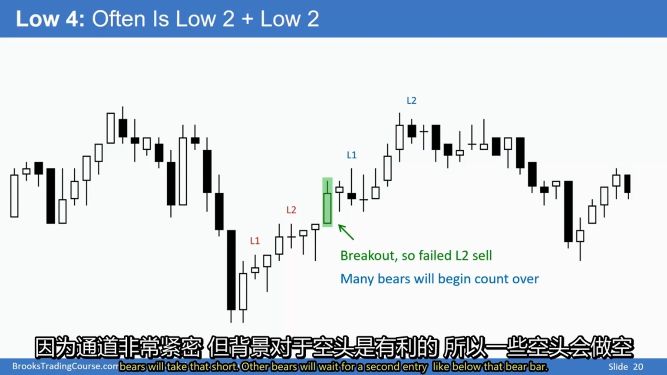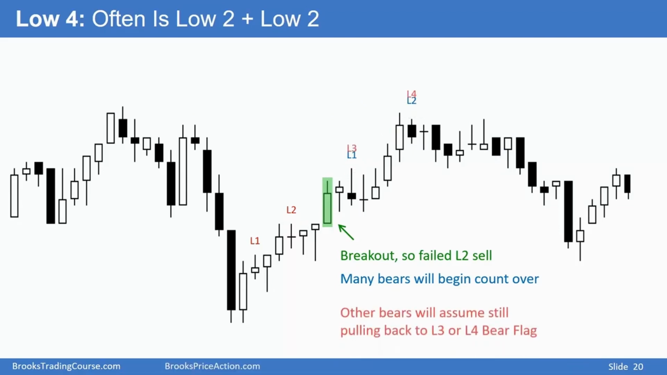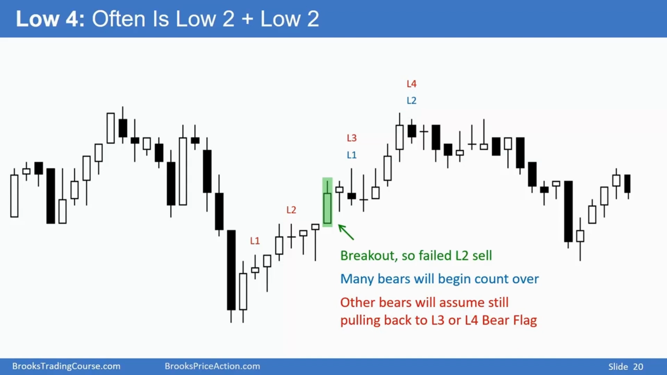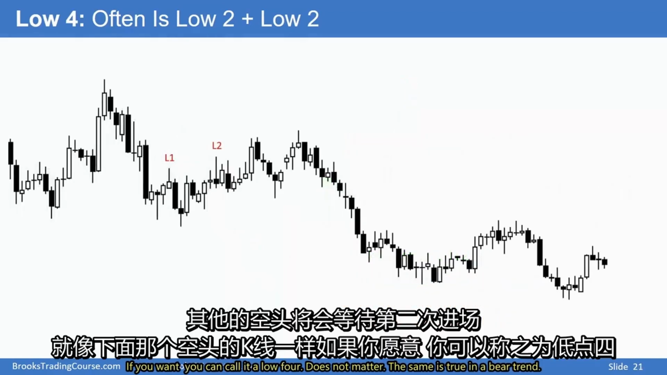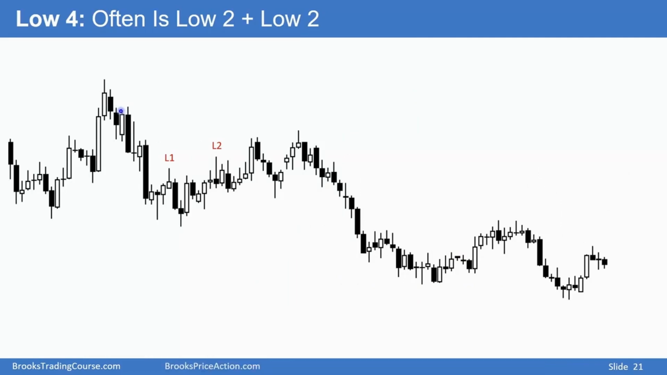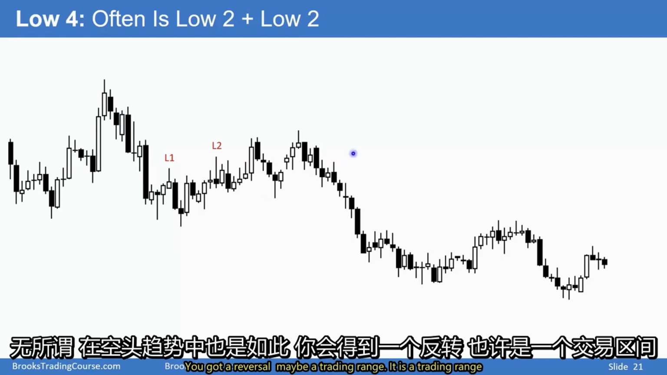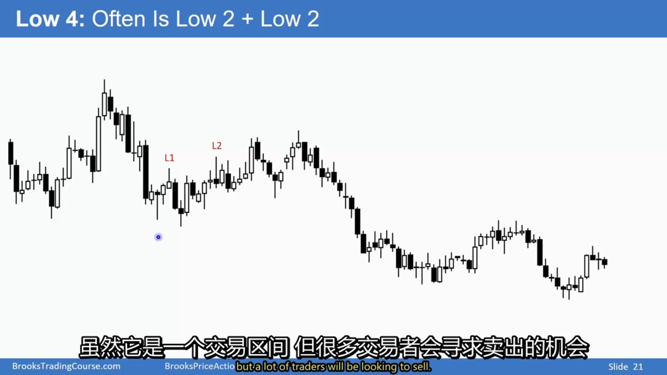Other bears will wait for a second entry, like below that bear bar. If you want, you can call it a low 4. Does not matter. The same is true in a bear trend. You got a reversal, maybe a trading range. It is a trading range, but a lot of traders will be looking to sell.